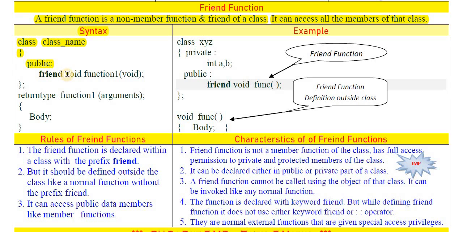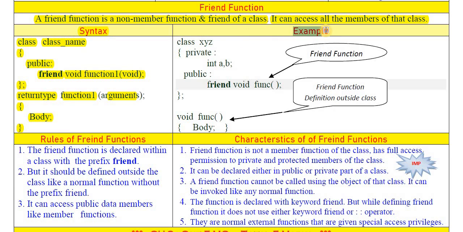So here one function is declared using the friend keyword. If we are using the friend keyword for declaring any function, then that function will become a friend function. So here the class body is closed. After the class body is closed, outside the class body the friend function is defined. For defining a friend function, the friend keyword is not used. Just the return type, name of the function, arguments, and body of the function will be written.